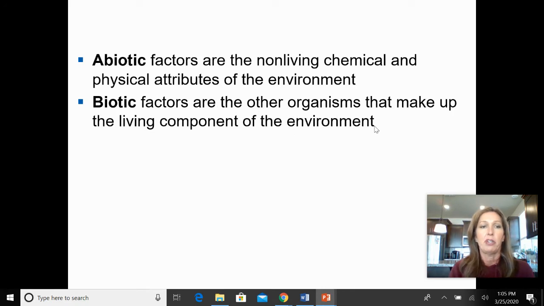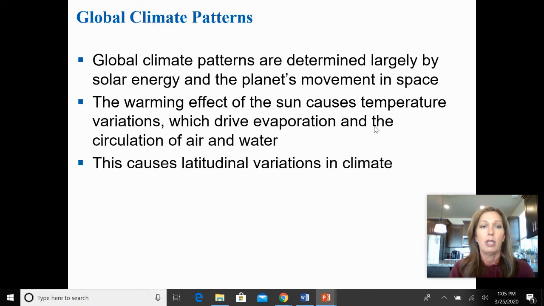Now, there's just another definition of biotic, abiotic, your living versus your non-living things within an ecosystem. But also understand that global climate patterns are going to have a huge influence over the distribution of these different terrestrial biomes, where life and how life is distributed on land.